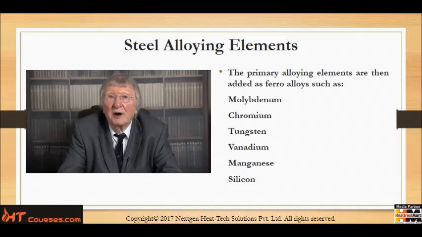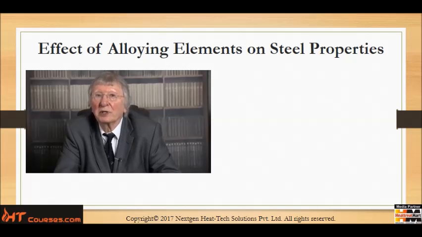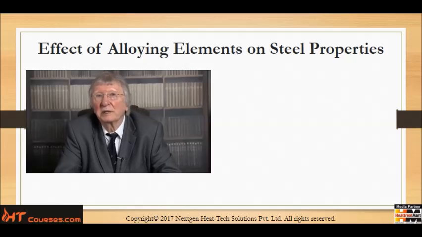Chromium is a very expensive material. Tungsten is a very expensive material. Vanadium is an expensive material. What properties and what alloying elements will do for these materials?